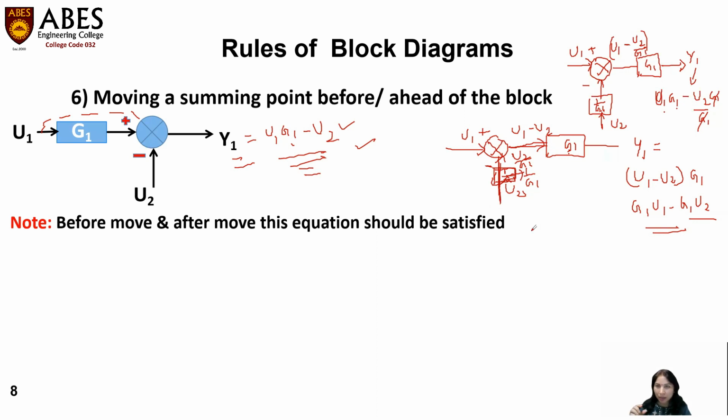Meaning, the block after which you are taking the takeoff point, you have to put a block of the reciprocal of that block's gain in the signal. Right, we have to add one block having the value of reciprocal of the gain of the block through which we are moving the takeoff point, right? So when we are moving the takeoff point after the block, 1 upon G comes.